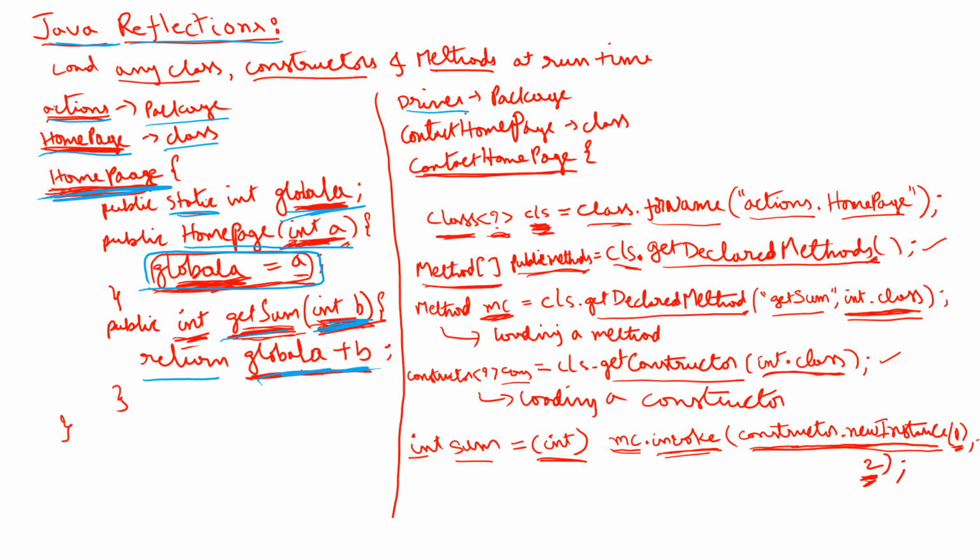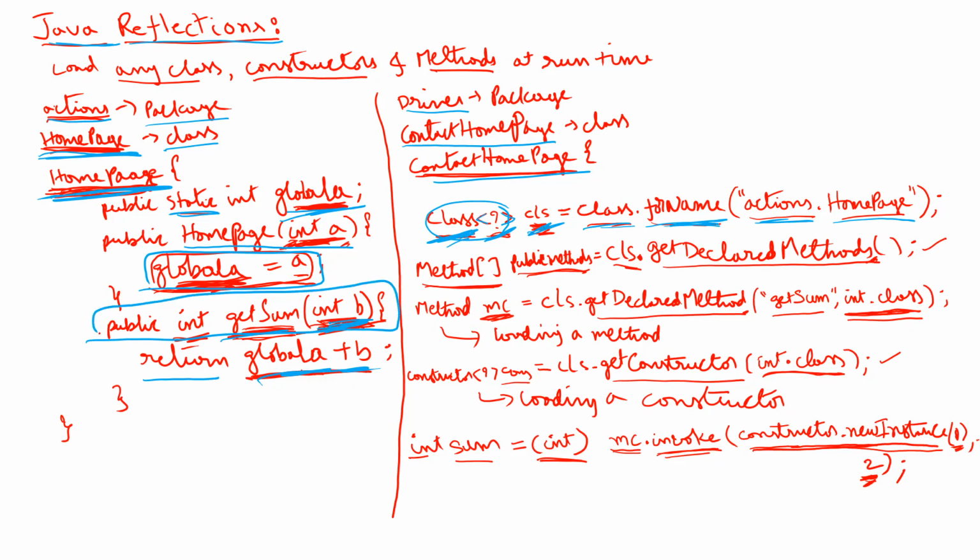Now I have another package which is driver, and I have another class, ContactHomePage. Now under this ContactHomePage, I want to load this class HomePage dynamically. That means I don't want to create an object for this one. In order to load, first we have to load the class. So in order to load the class, we have the method forName of the class. So Class.forName, we have to pass package.className, so actions.HomePage, and this returns an object of the type Class. So I am naming this as cls here, and this is of type Class. This is an object of Class, and this class can be of any type. So I am using angular brackets and then a question mark here. That means this class can be of any type. Now the class is loaded here, and now what I would like to do is call this public int getSum method.